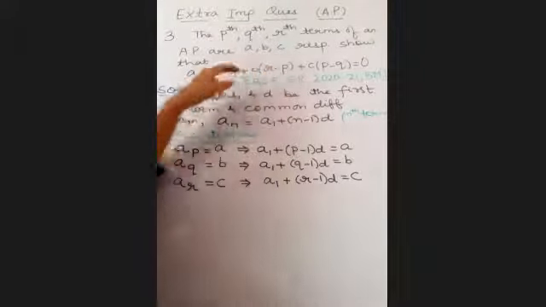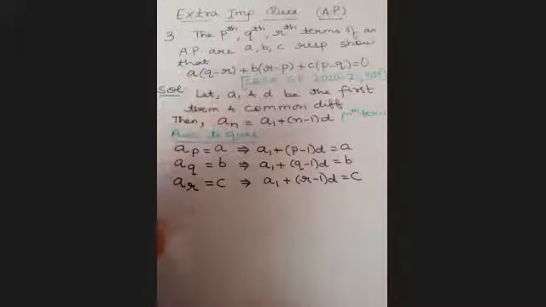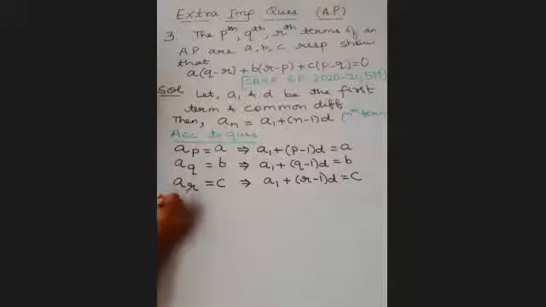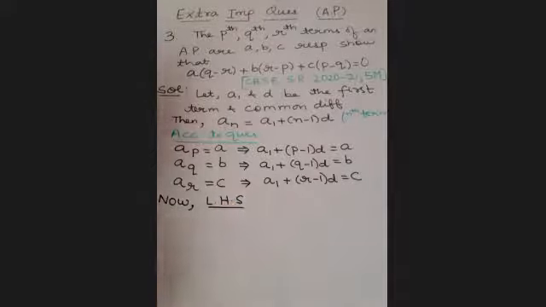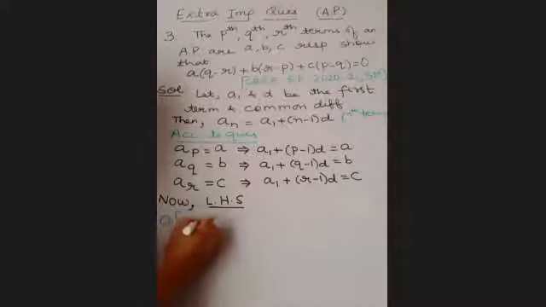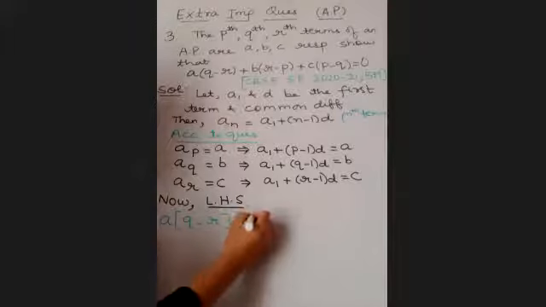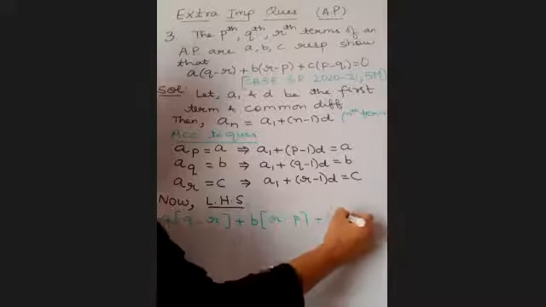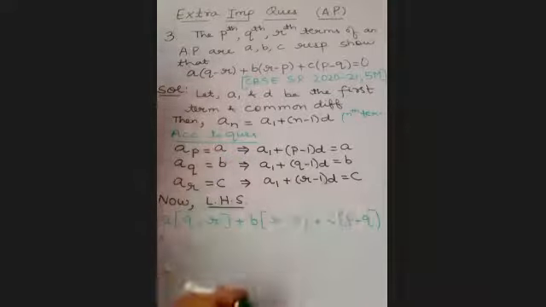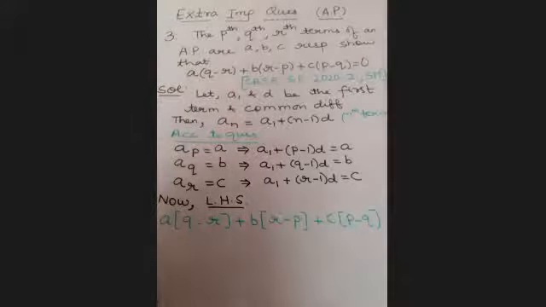Very easy. You just start with the LHS and put the respective values. LHS, left hand side. What is the left hand side given to be? a(q minus r) plus b(r minus p) plus c(p minus q). We shall put the values here and show that this comes out equal to 0. So let us put the values. The calculation will take you 2 minutes, otherwise the question is very easy.